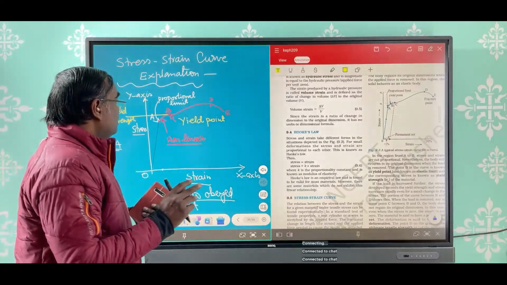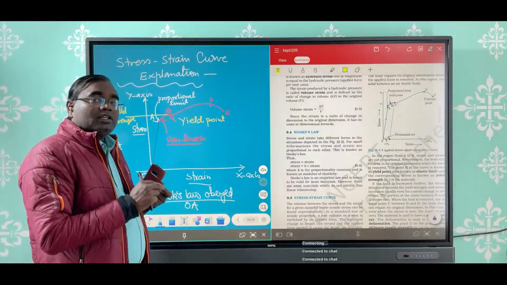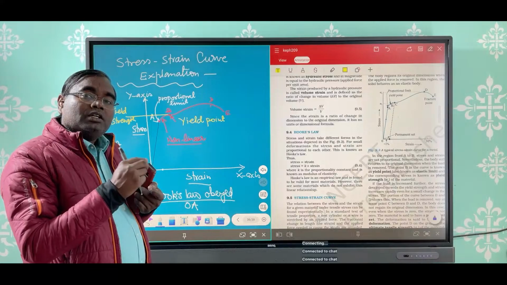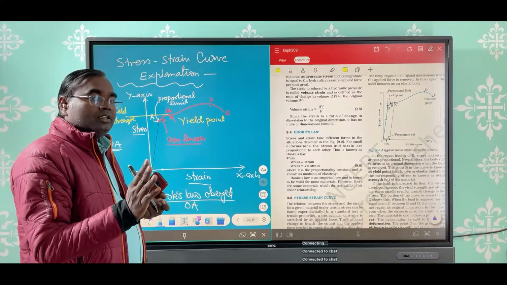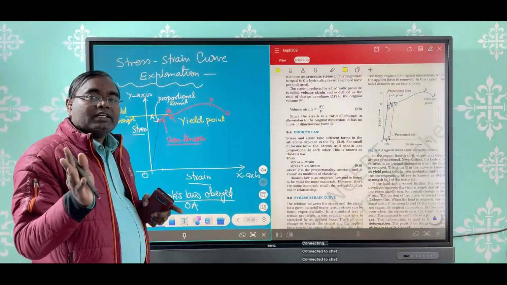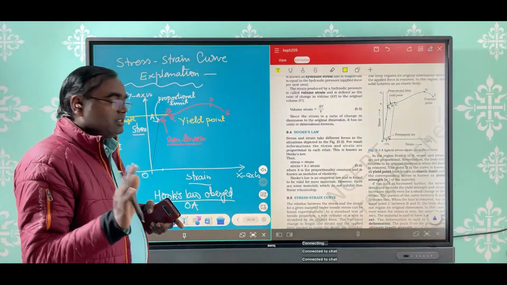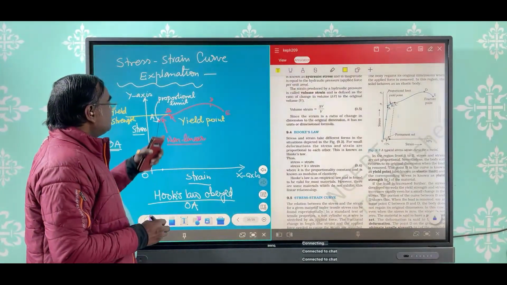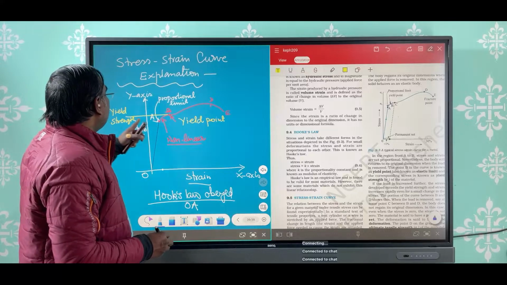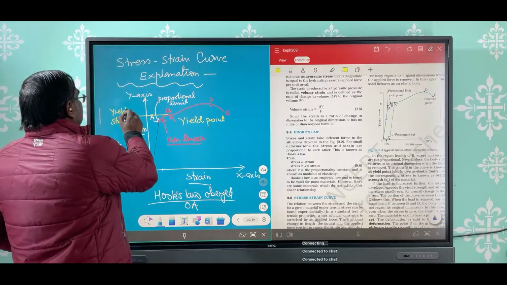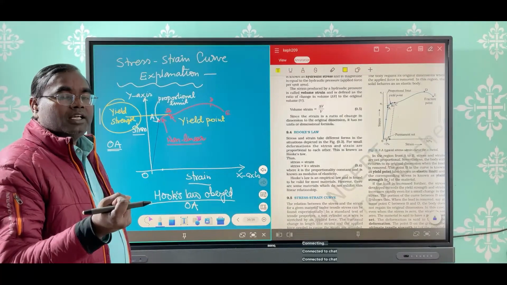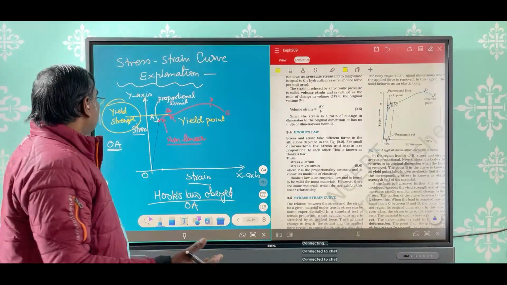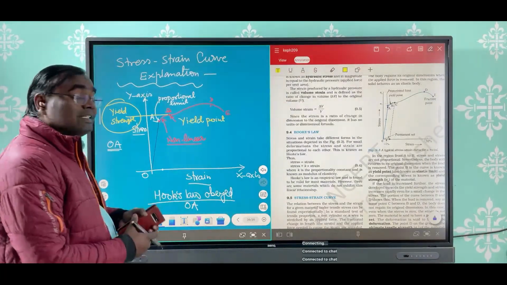Mind the point. After point B, the metal comes into the plastic zone, plastic region, and it will not regain its original dimension, right? So that's why it is called the yield point, and the corresponding stress is called the yield strength. Stress is basically pressure, force per unit area. So that is the yield strength of the material.